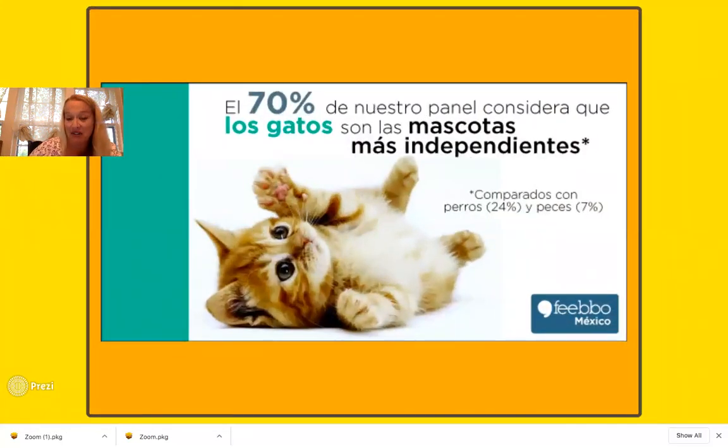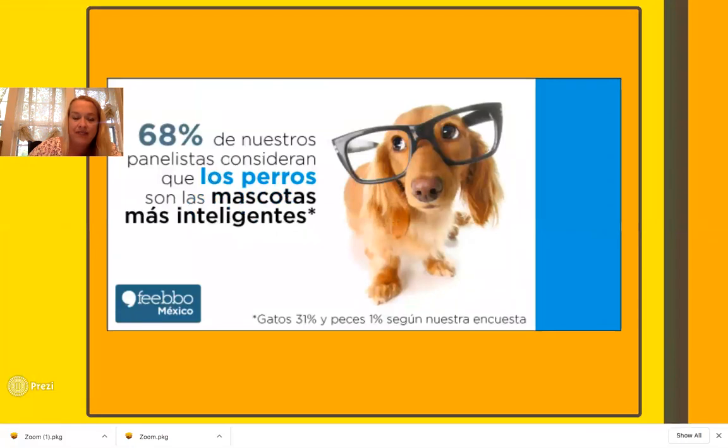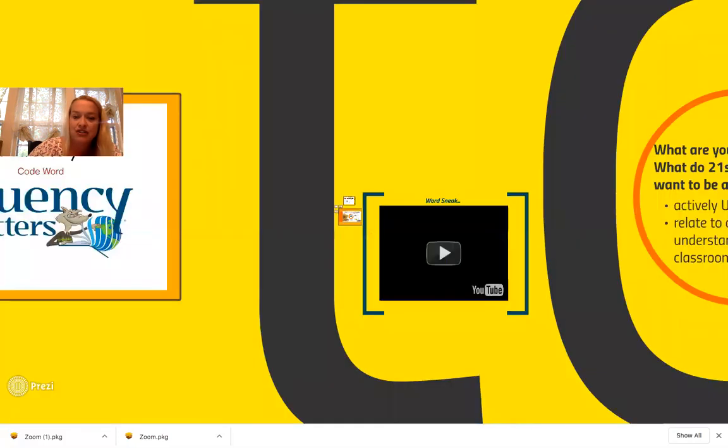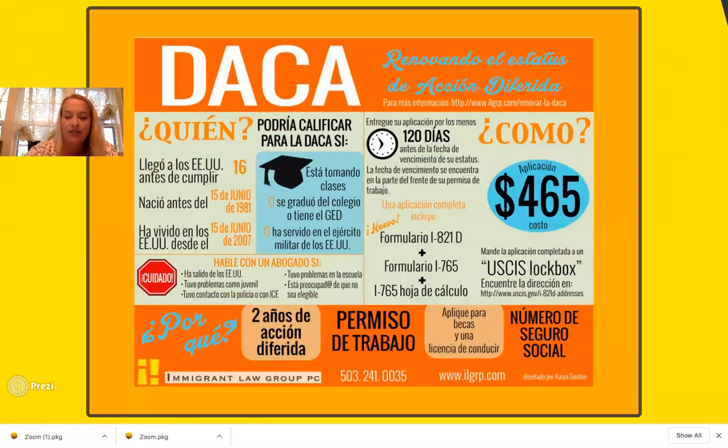70% of our panel said that they considered cats as the most independent pet. And then it's comparing with dogs at 24% and fish at 7%. This one is another: 68% of our panelists consider dogs to be the most intelligent pet. And then compared to gatos, cats, and fish. So just another example of how to use infographics.